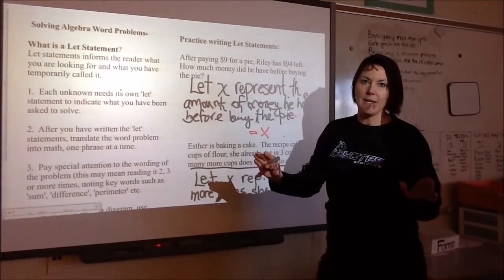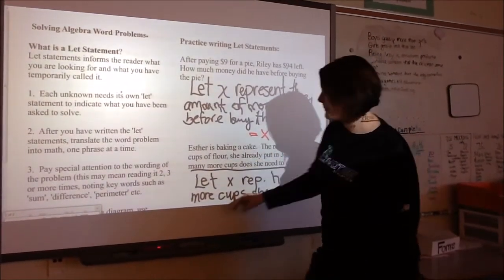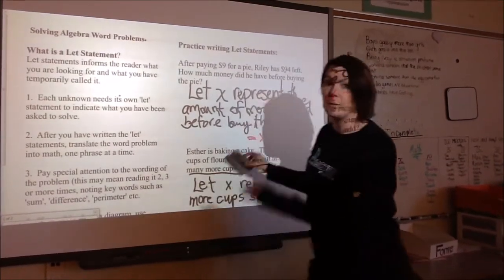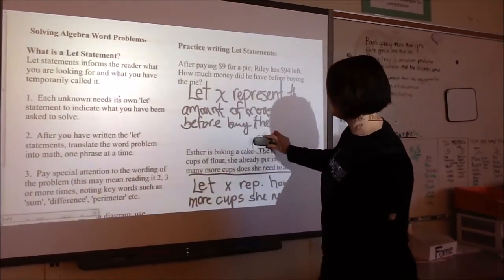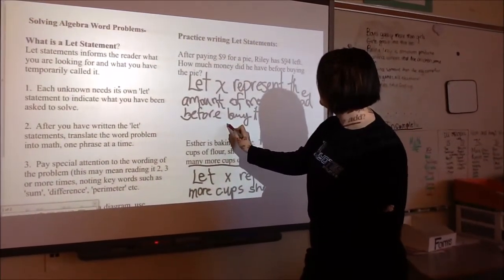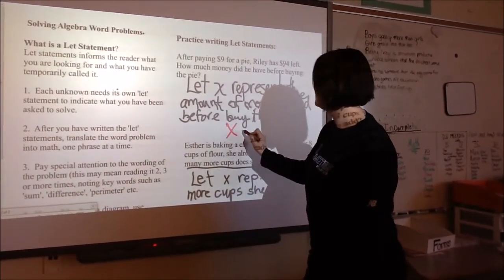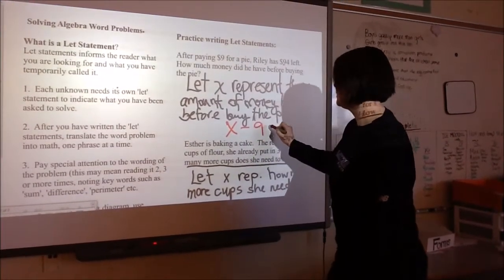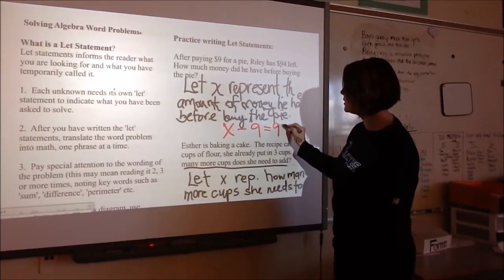Don't get into that habit. Very few word problems will make it equal to the variable. We want the variable to be in the actual equation. So with this one, we're going to take x, subtract 9, will equal $94.